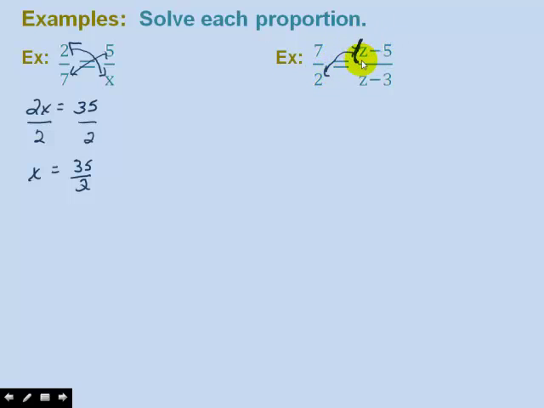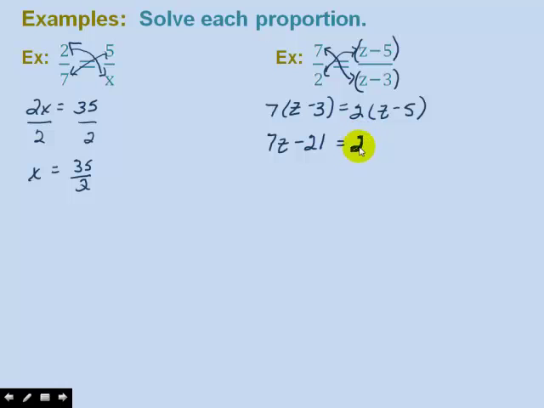And over here, again, we've got one rational expression on each side of our equation. So we're multiplying the 2 times the quantity z minus 5 and the 7 times the quantity z minus 3. So we have 7 times the quantity z minus 3 is equal to 2 times the quantity z minus 5. Then in order to solve this, we're going to distribute the 7 on this side. That gives us 7z minus 21. On this side, we're going to distribute the 2. That gives us 2z minus 10. Then we can subtract the 2z from each side.